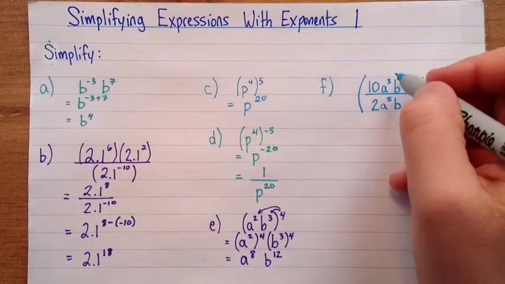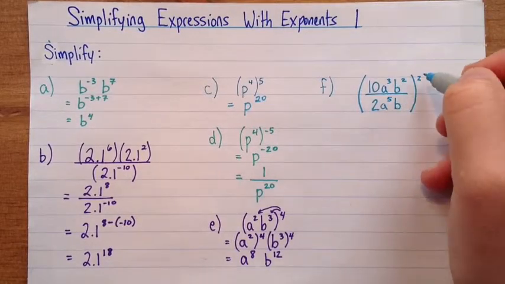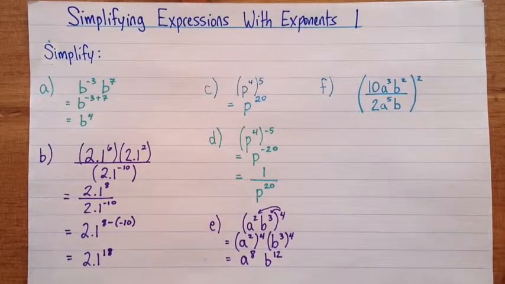It would be easier if we simplify the inside first and then square it. As long as you do it correctly, you get the same answer both ways. But it's usually best to try to keep things as simple as possible.